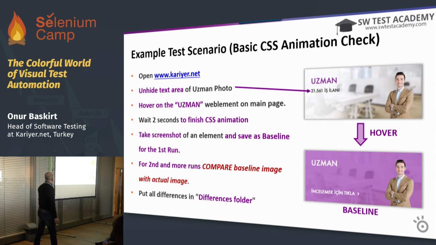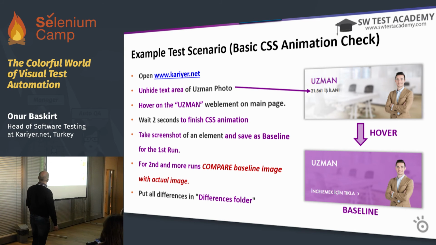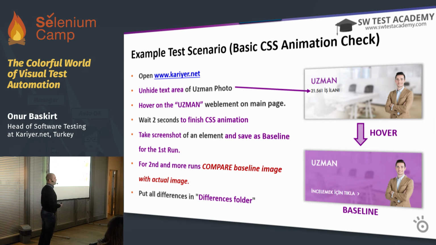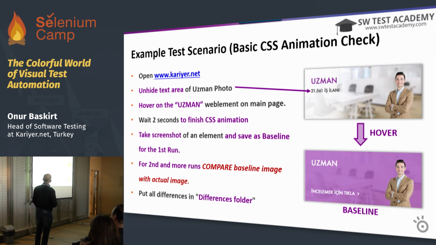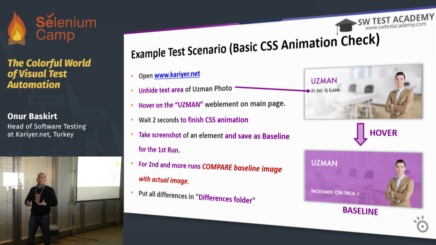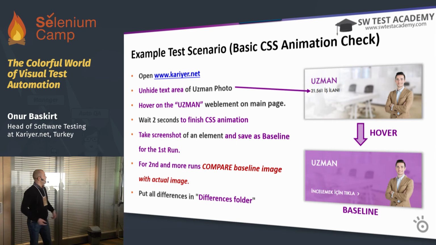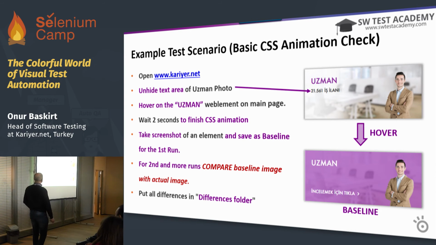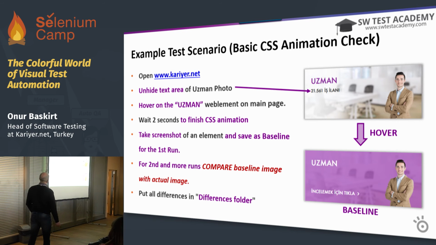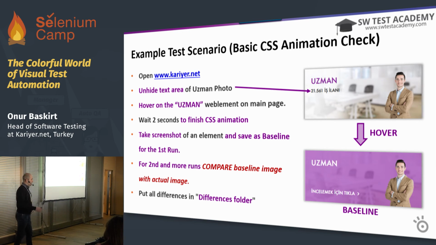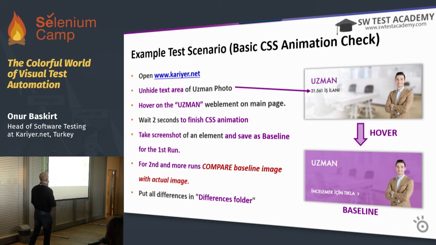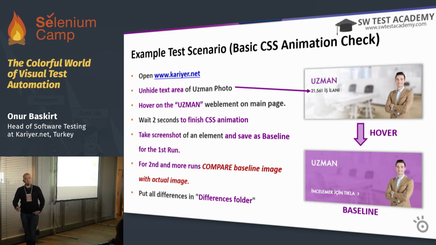What it does is, first open the CareerNet homepage and hide the text area of the Uzman image, Uzman means specialist, because it's dynamically changing. We have to do something to handle this problem. Here I hide that text element. Then we should hover over that image for 2 seconds to wait for the CSS animation to finish, and it turns purple, and take the screenshot and save it, the first time, as a baseline image.